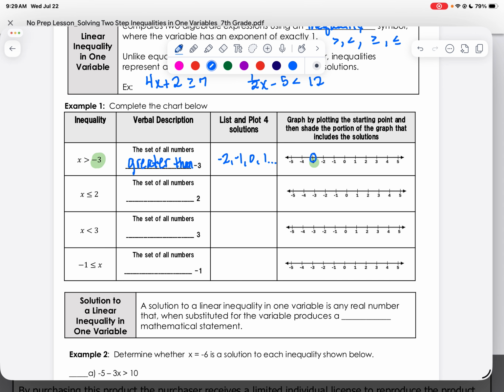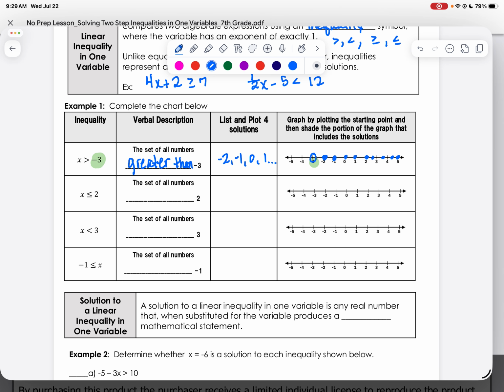Okay, now I'm going to draw filled-in circles on numbers that are a solution. So we said -2 is a solution, so I'm filling that in, -1, 0, 1. I could actually keep going. I could even include decimals, 2.5, 3.5, 4.5, 5. All of those numbers to infinity are solutions to this inequality.